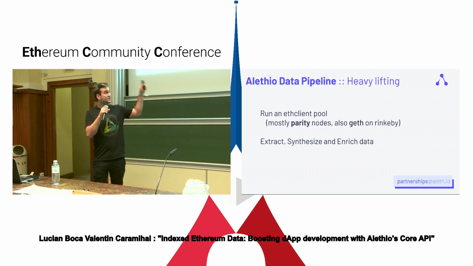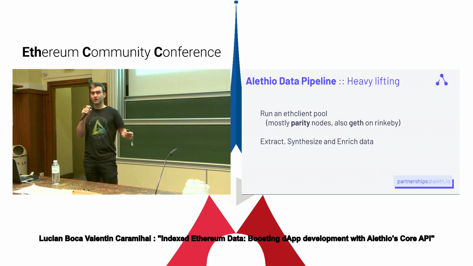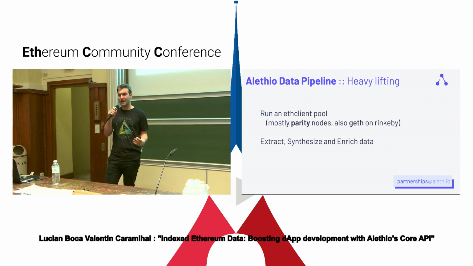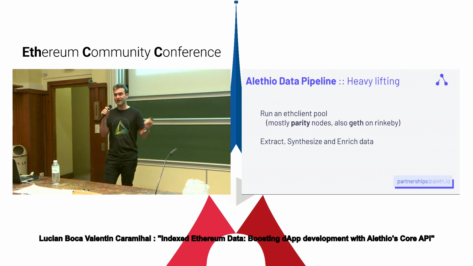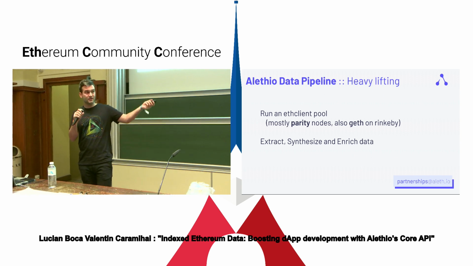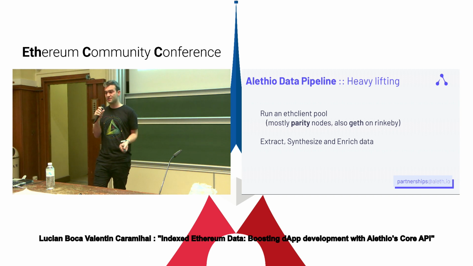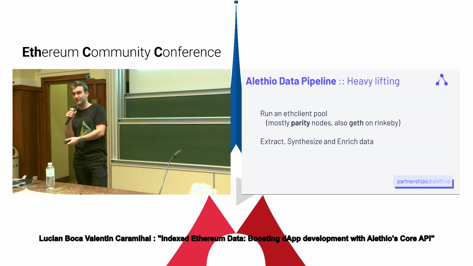So basically, this data pipeline does the heavy lifting. First of all, it does run an ETH client pool, so it makes sure that it's alive, it's doing well, it's synced and everything. It's highly available. And the second role that it encapsulates is extraction, synthesis, and data enrichment.